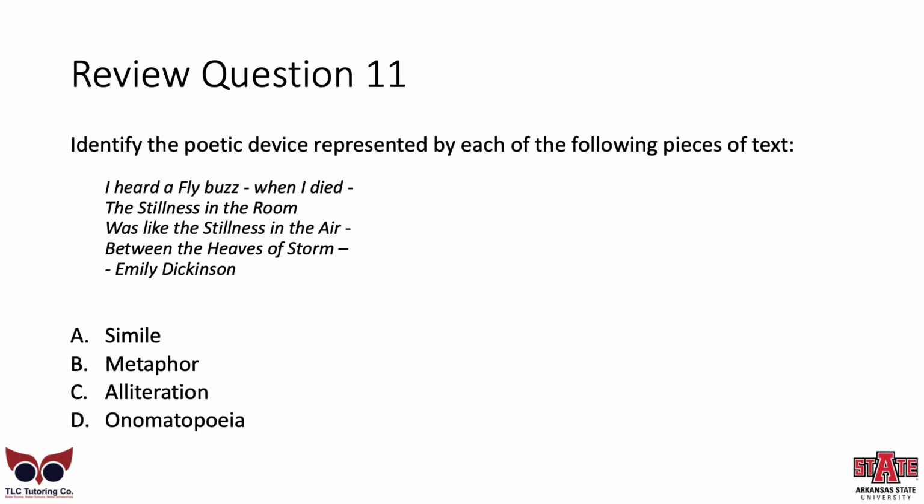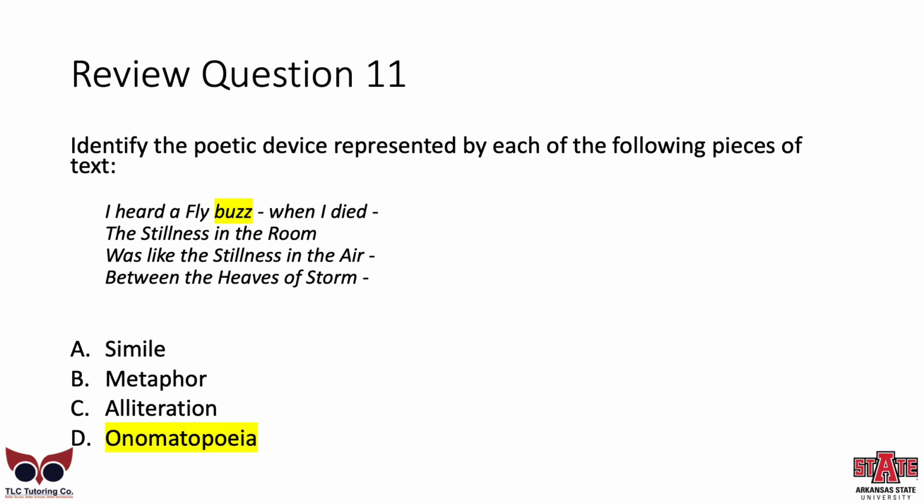Identify the poetic device in the text. "I heard a fly buzz when I died. The stillness in the room was like the stillness in the air between the heaves of storm." Note, in this question, the word buzz represents the sound that the fly made. This is an example of onomatopoeia, or a word whose definition is the description of a sound.